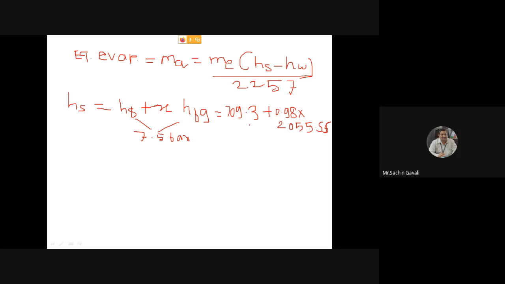Okay, and now what value is coming for HS directly? Enthalpy of steam is 2723.739. So I will consider it as 2723.74 kilojoule per kg.